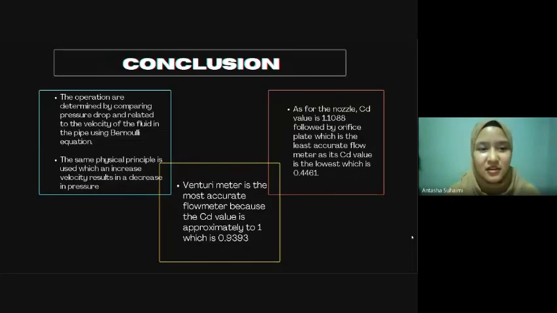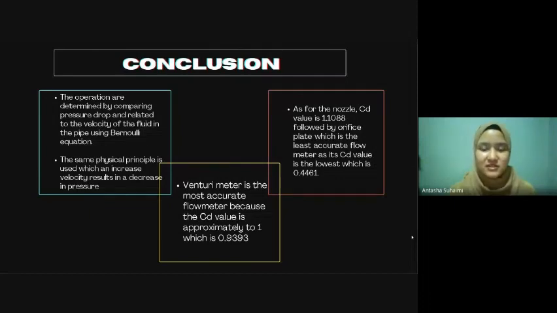Conclusion. In general, we all know that flow rate is defined to be the volume of fluid or gas passing by some location through an area during a period of time. So in this experiment, flow rate was measured by using three types of flow meters, which are the orifice plate, nozzle, and Venturi. The operations are determined by comparing pressure drop and relating it to the velocity of the fluid in the pipe using the Bernoulli equation. The same physical principle is used, which is that an increased velocity results in a decrease in pressure.